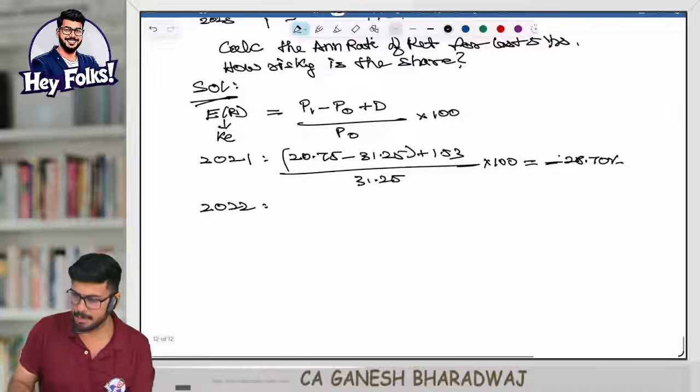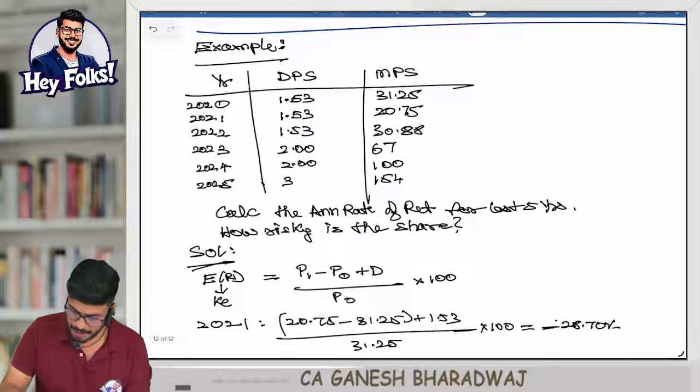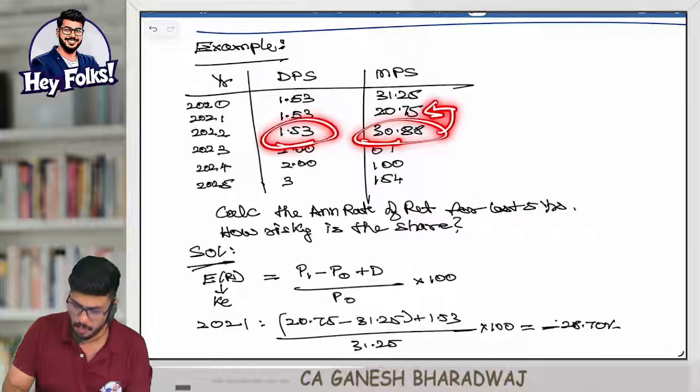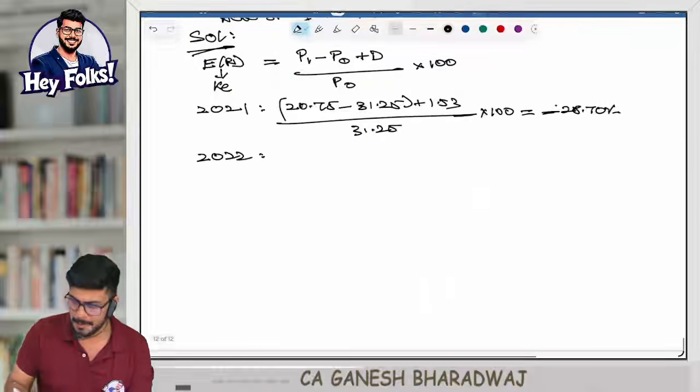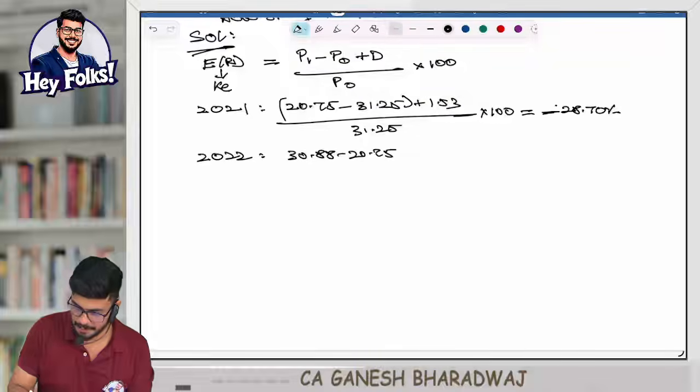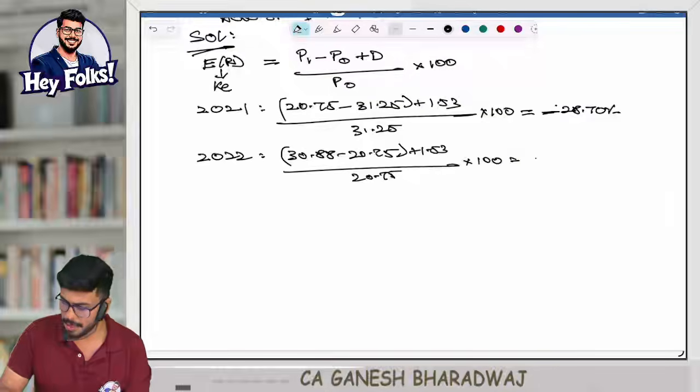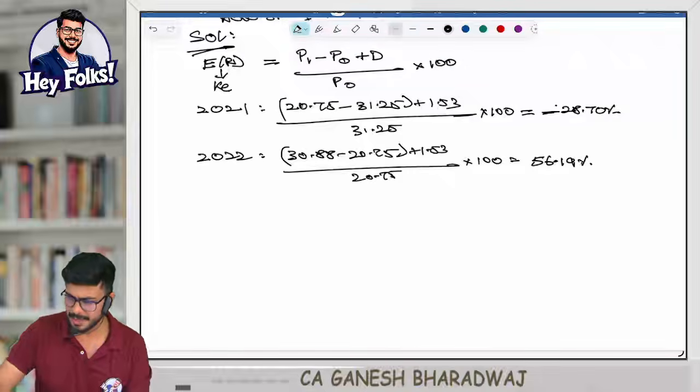Next one, 2022. Guys, come on, do the calculations. Figure, tell me. 30.88 minus 20.75 plus 1.53 divided by 20.75. Am I right? Come on, do it. Quick. 30.88 minus 20.75 plus 1.53 upon 20.75 into 100. Figure. Come on, tell me. 56.19. Okay, 2 decimals is generally enough.